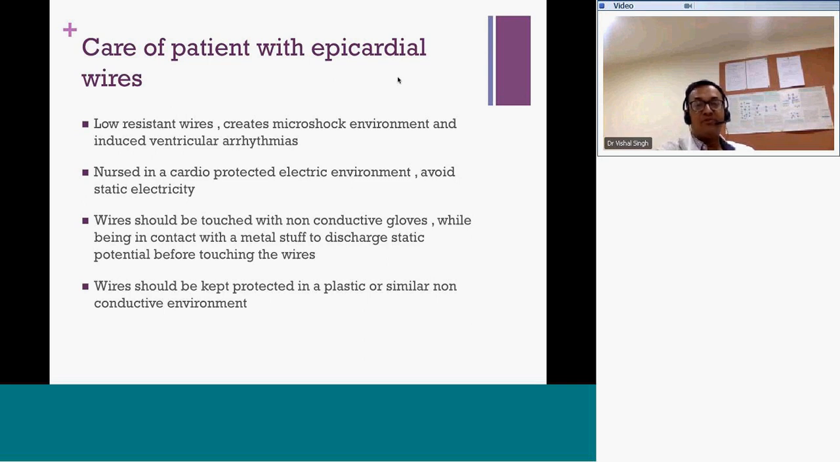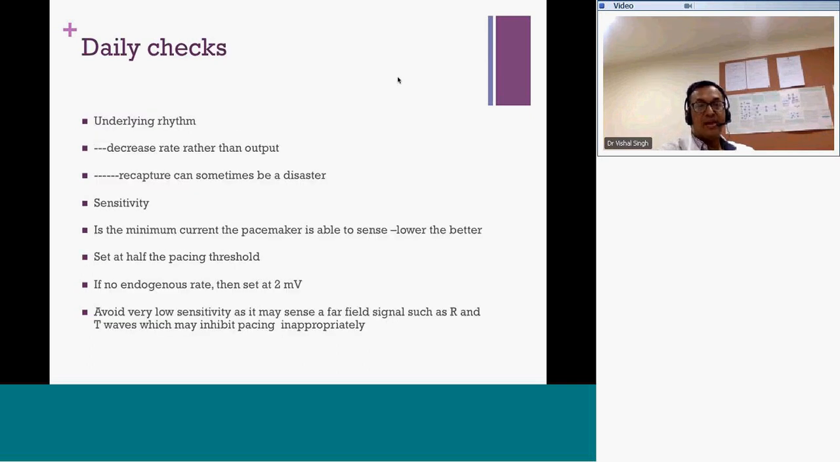Now, pacemaker wires can conduct electricity, so you have to be careful about how you use them. They are loose-end wires. They can create a microshock environment and induce ventricular arrhythmias. So the patient should be nursed in a cardio-protected electric environment. Avoid static electricity. Obviously, our ICUs don't contain carpets and everything which contains static electricity, so you should be avoiding that. Wires should be touched with a non-conductive glove, after touching metal to discharge static potential before touching the wires. They should be kept protected in a plastic or similar non-conductive environment, so either a needle cap or a cinch cap. You can do that.